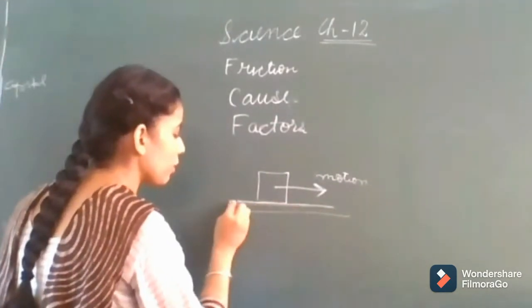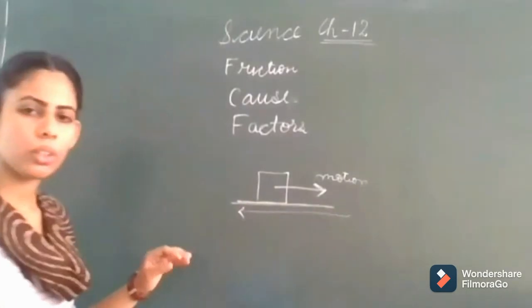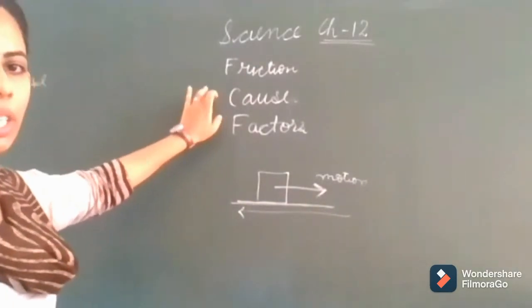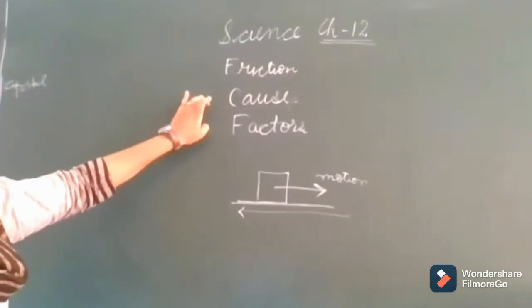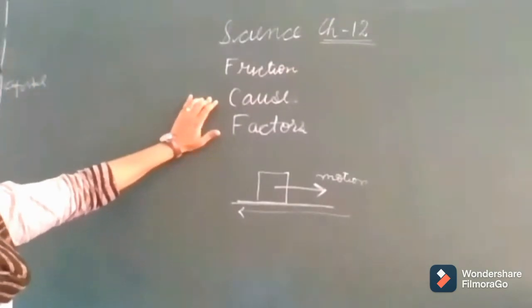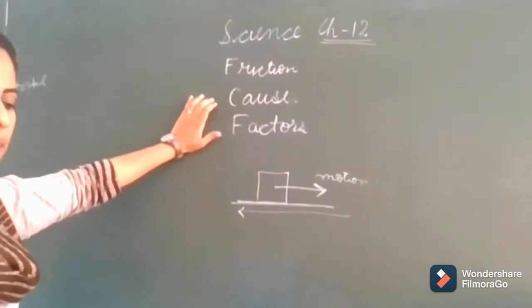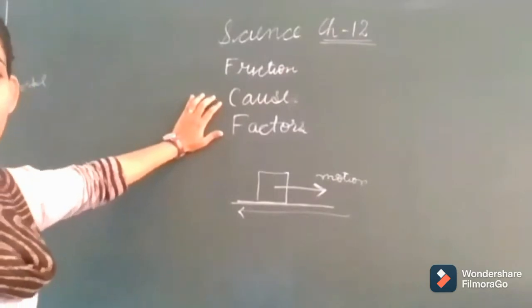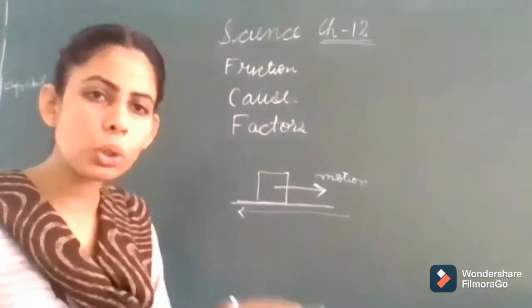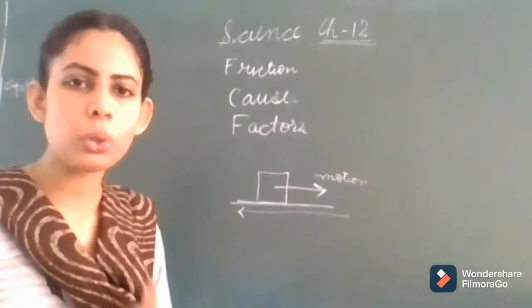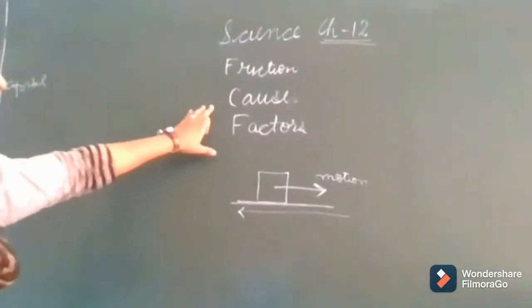It is the surface on which it is moving. Okay. And what is the cause? Yes, Jashandeep Singh, what is the cause of friction? Rough surface. Yes, it is a surface. The surface that seems smooth to us also contains so many irregularities due to which friction occurs.